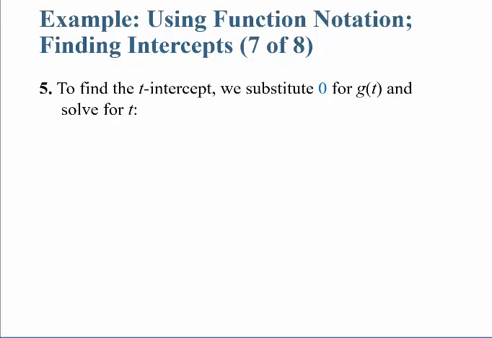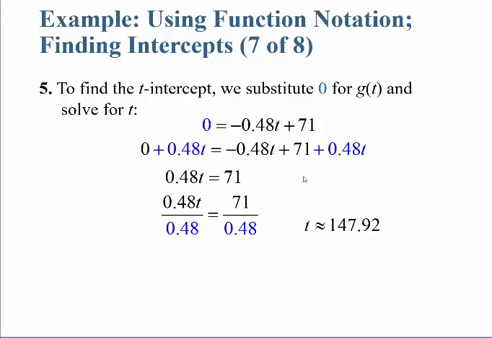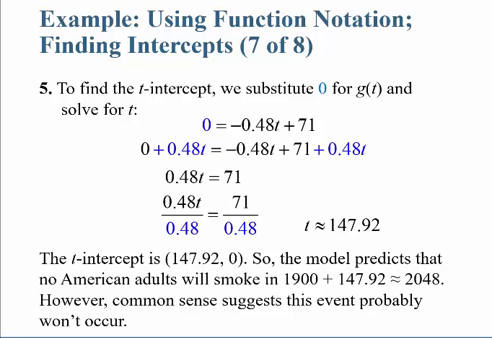So we want to find the t-intercept. To do that, we substitute in 0 for g of t and solve. Remember, to find the t-intercept, you set the other variable to 0, which would be g of t. Solving this, adding over the 0.48t, then dividing, you get roughly t is 147.92. So the t-intercept is that. The model predicts that no American adults will smoke. If you add 1900 plus this many years, you get 2048.